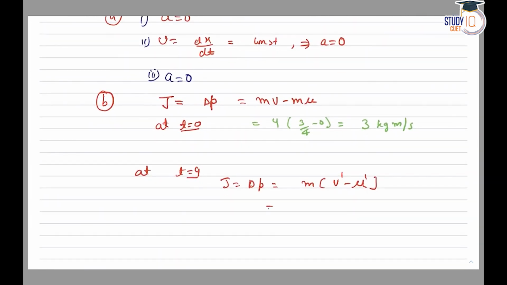So the change in momentum is given with final velocity v dash, this is 0, and initial velocity, this is 3 by 4. Putting the value of mass as 4 kg, this change in momentum can be given as minus 3 kg meter per second. So at t equal to 0, the impulse, that is the change in momentum, is 3 kg meter per second, and at t equal to 4 second, the impulse, which is the change in momentum, is minus 3 kg meter per second.